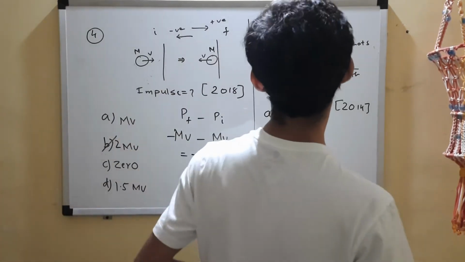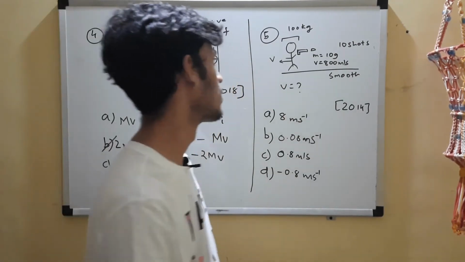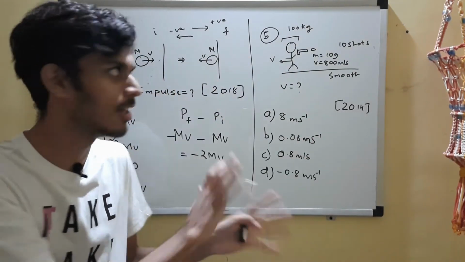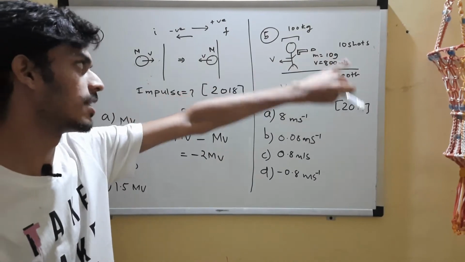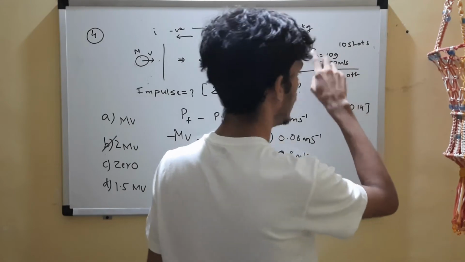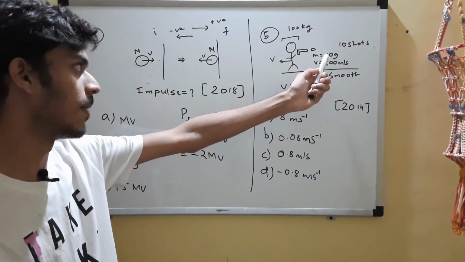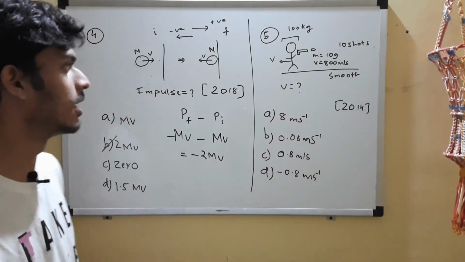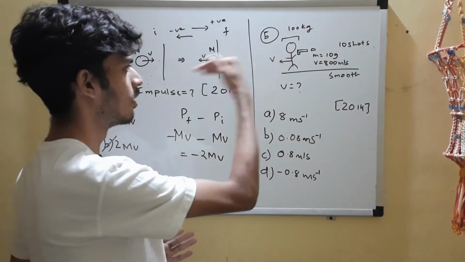Now let's come to question 5. In this question 5, you have a man with a gun. That man is firing a bullet. The combined mass of that man along with that gun is 100 kgs. The bullet's mass is 100 grams. Now he will fire 10 such shots. Each bullet will have 10 gram mass, and the velocity of each bullet while leaving will be 800 meters per second. The ground is smooth and you are supposed to report the recoil velocity.